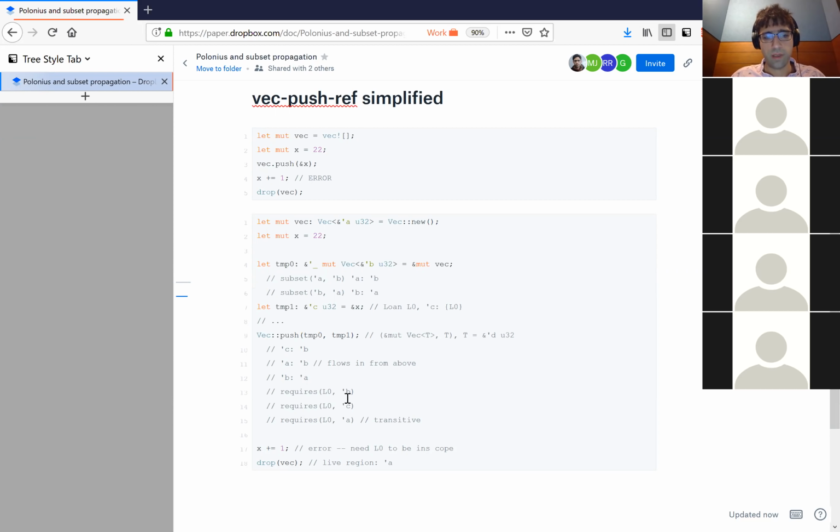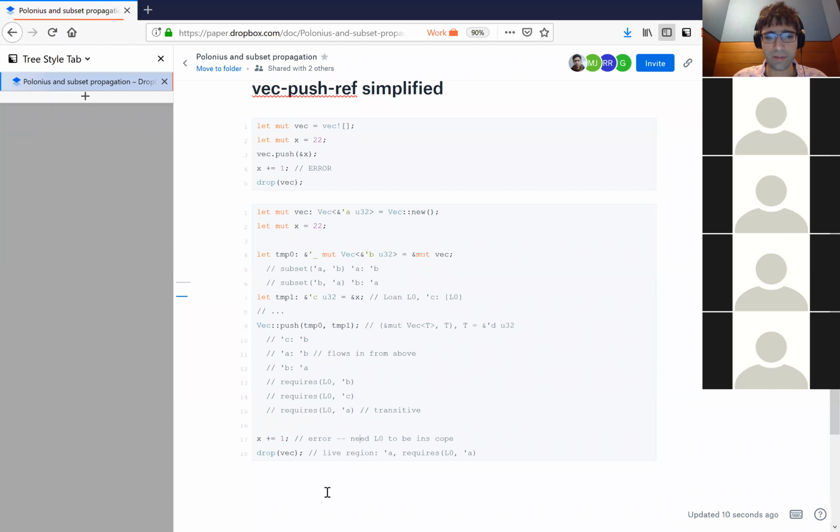because if tick B requires it, then so does tick A, because of this relationship. And so down here, we get an error like we expected, because we have a live region, and we also have that region requires that tick A, or yeah, requires loan 0, and loan 0 restricts modifying X. So that's why this subset propagation is there in the first place. And I think, some long time ago someone just said, oh, I forgot, why do we even have subset propagation? And then Matthew Jasper, if I recall, cited an example much like this one. That was exactly why that proposal was totally wrong.